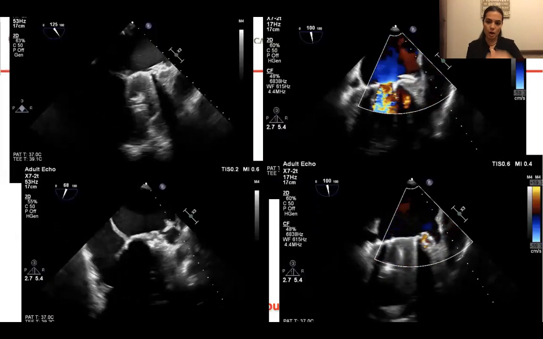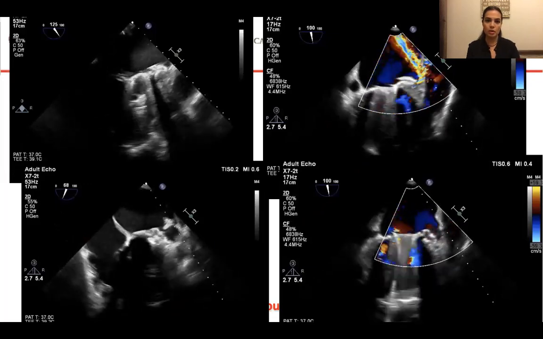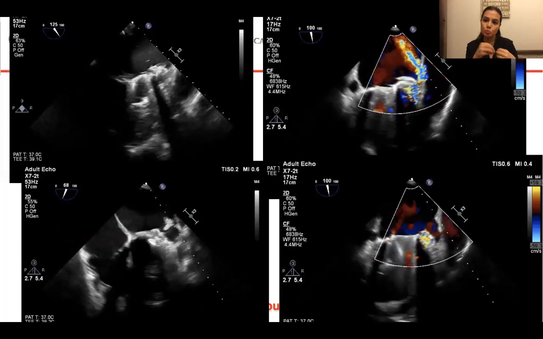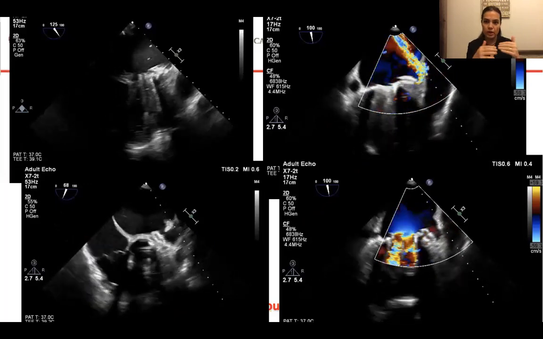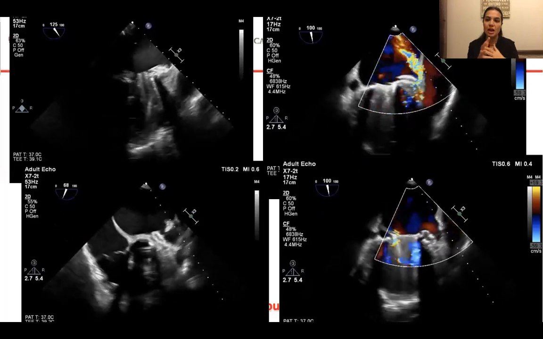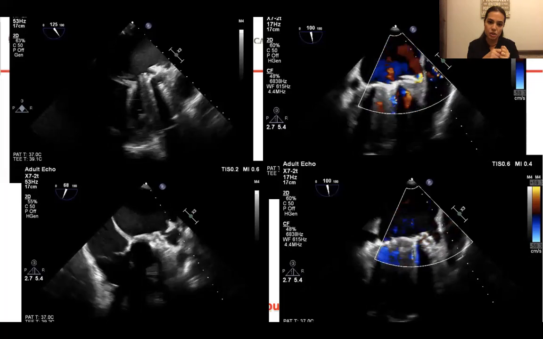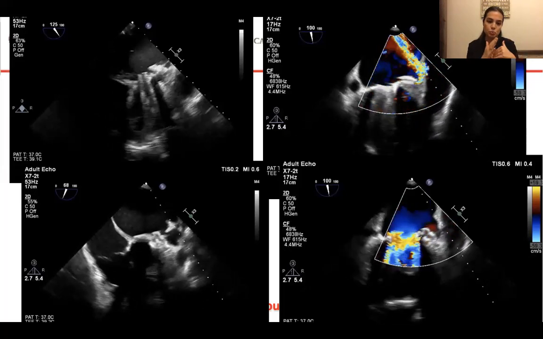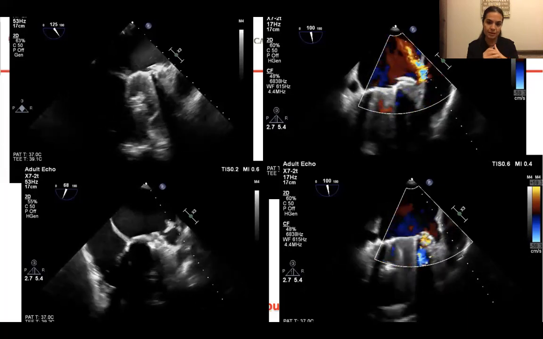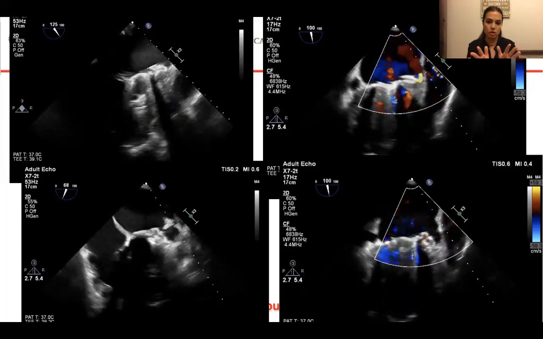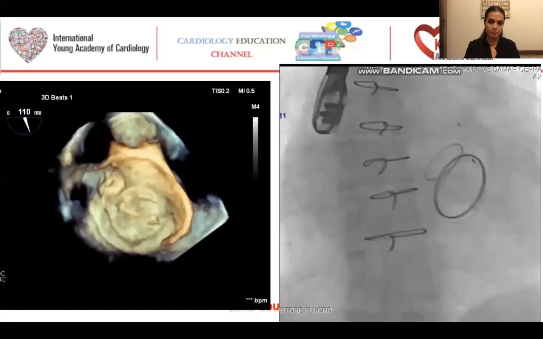And the upper images show we just pretend to put the device on the defect, but as you know, it's just moving. We couldn't fix it there, and we have a lot of residual regurgitation. But after some manipulations, we put the device exactly where we wanted to put it. So there was no residual paravalvular leak, as you see.